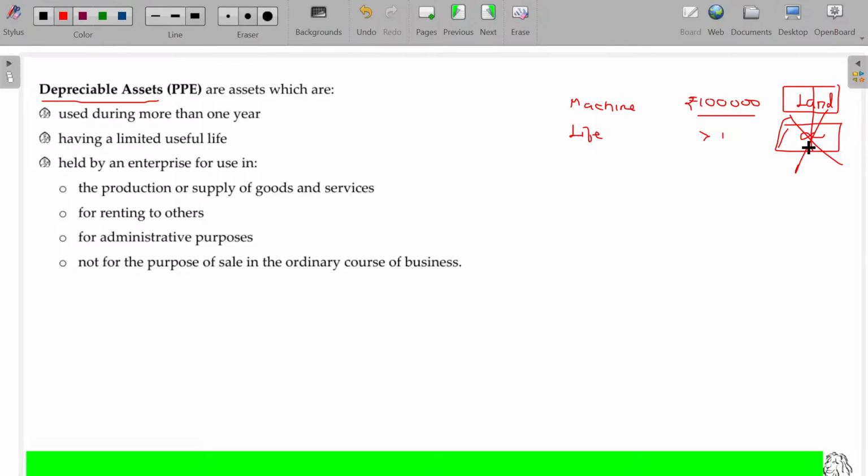It should have a life of more than 1 year, but a limited life. Then definitely depreciation will be there. So that asset is called a depreciable asset. This is a depreciable asset. This is not so. And this machine is used by the entity. Probably if the entity is XYZ, the entity can use this machine for production of any goods or rendering service.